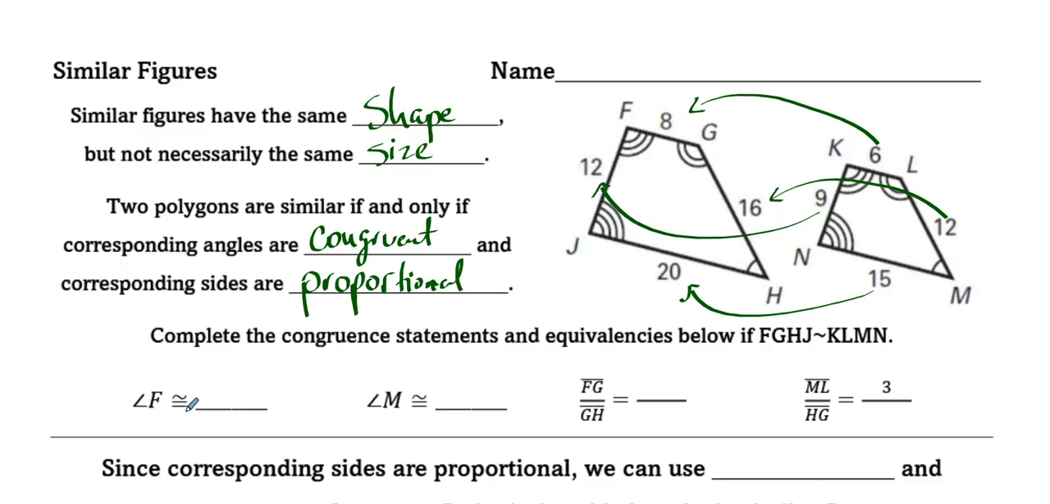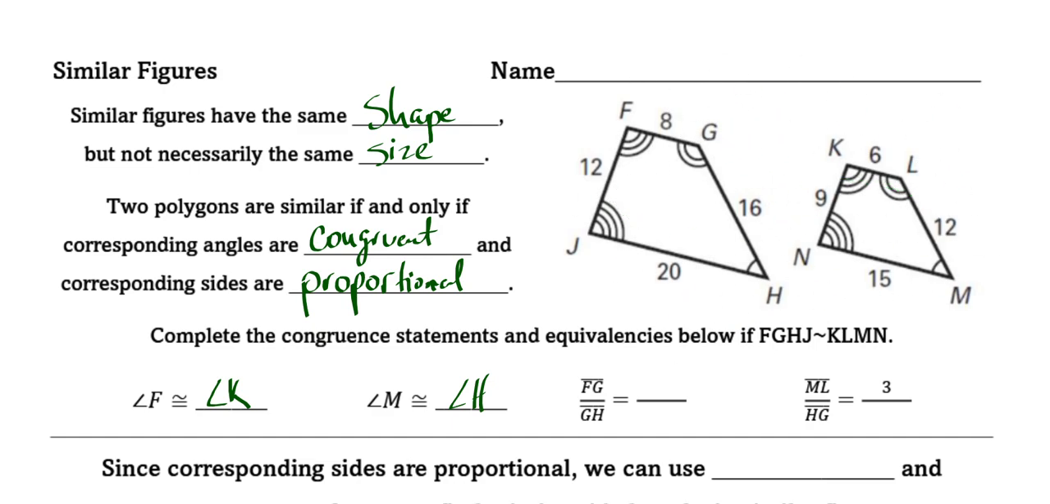So corresponding angles are going to be congruent. F corresponds with K, so those are congruent angles. M corresponds with H, so those are congruent. And then when we think about our sides, we can set up a proportion. That's what it means to be proportional. We can set up two ratios comparing any four sides, really, not any four sides, but corresponding four sides. FG compares to GH the same way KL compares to LM. Those are corresponding. That one corresponds with that one. That one corresponds with that. So in the proportion, they should line up across from each other. So KL over LM.